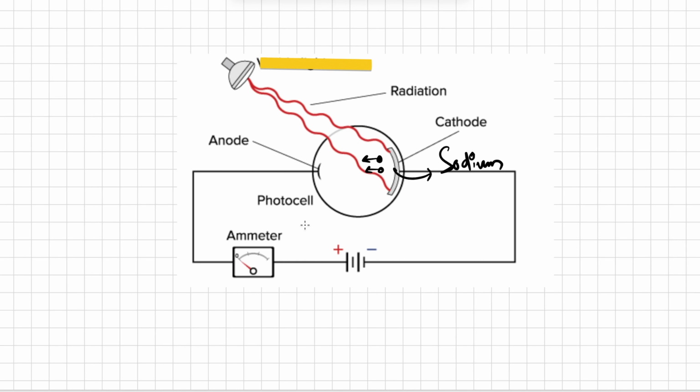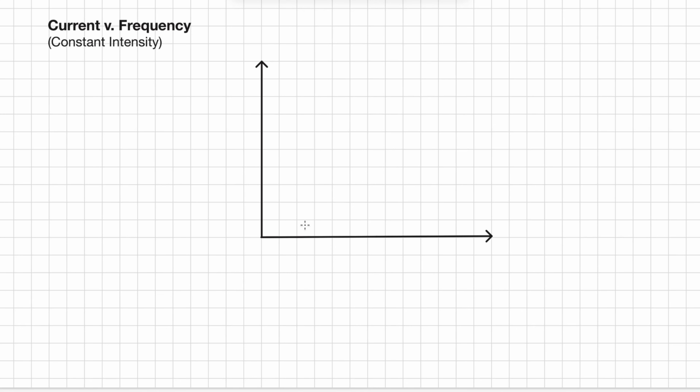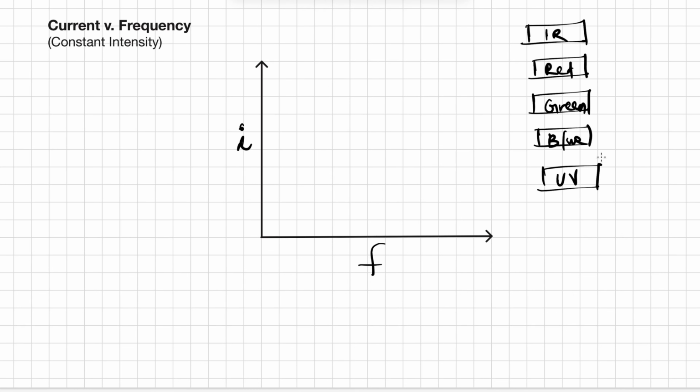So let's analyze 3 graphs. The first one is the current versus frequency graph. I have current I on the y-axis and frequency on the x-axis. In this case, we are keeping the intensity at a constant value. We are taking different electromagnetic sources, in order of increasing frequency. In the previous video, we discussed threshold frequency, that is the minimum frequency required for photoelectric emission, right? So let's say this is our threshold frequency, f0.